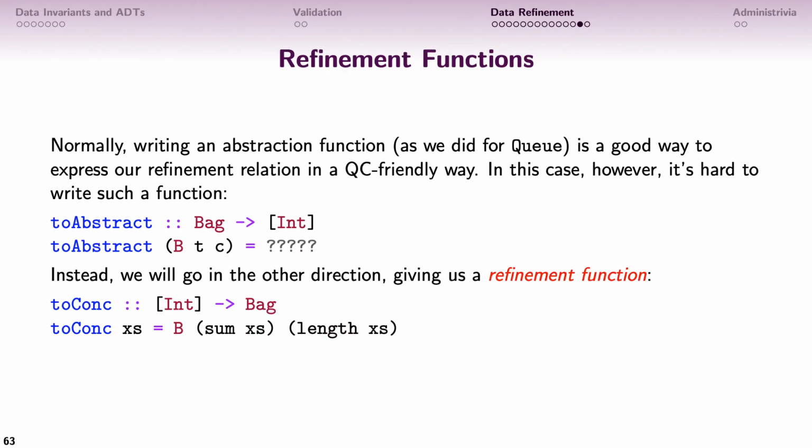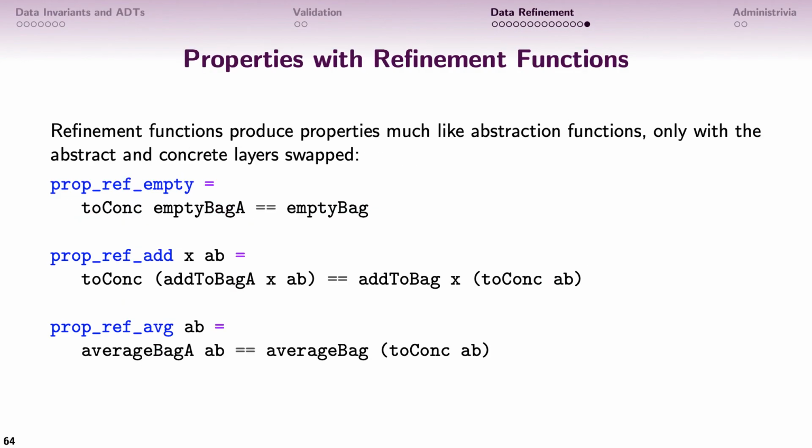So when you have an abstract model that actually contains more information than your concrete implementation does, then it can be helpful to use a refinement function instead of an abstraction function. But this is an uncommon case. Almost always you'll end up with an abstraction function that goes from concrete to abstract rather than from abstract to concrete.